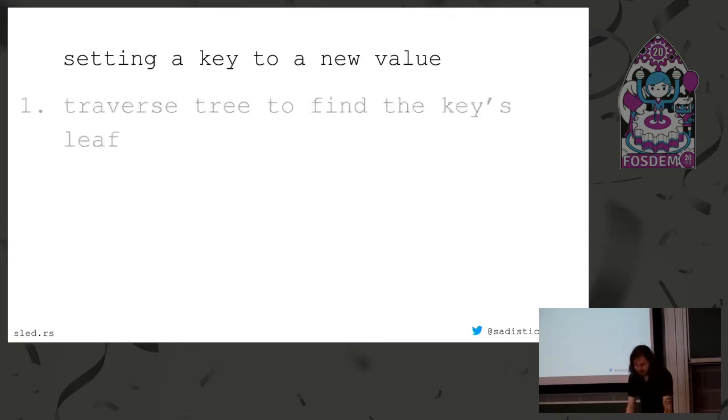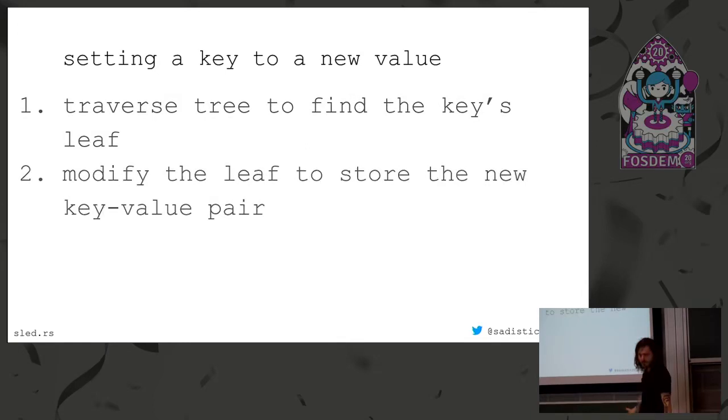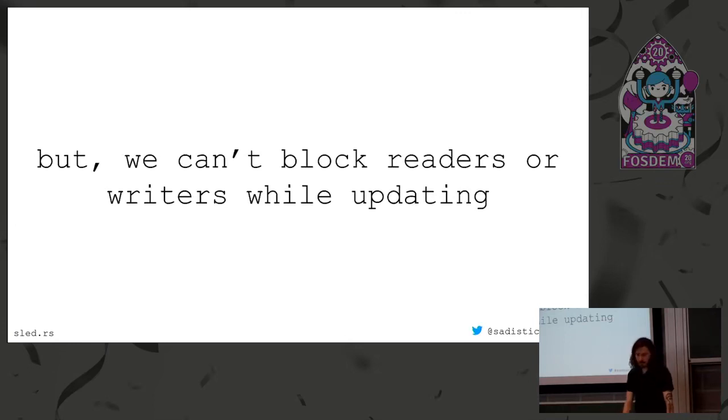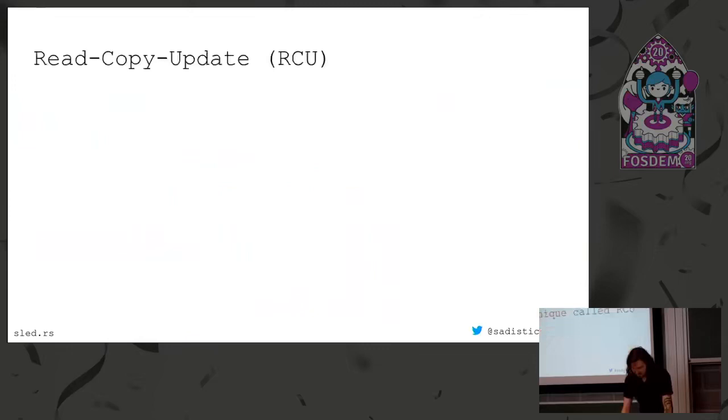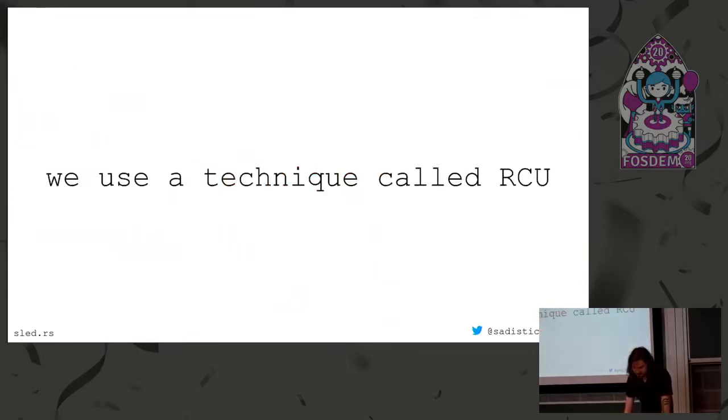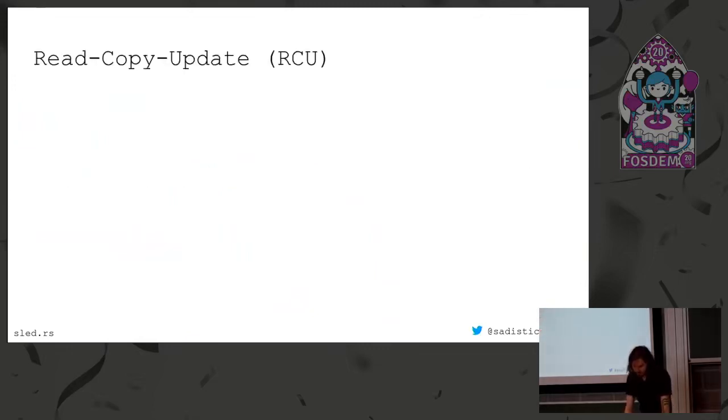So in order to set a value to a new key, we first find, so it's organized as a tree structure, we go from the root node to the responsible leaf, and then we mutate that leaf. But it's important how we do this because it cannot be blocking. So yeah, we don't want latency. That's bad. So we use a technique called RCU, read, copy, update. This is a technique that gets used all over the place in our kernels.